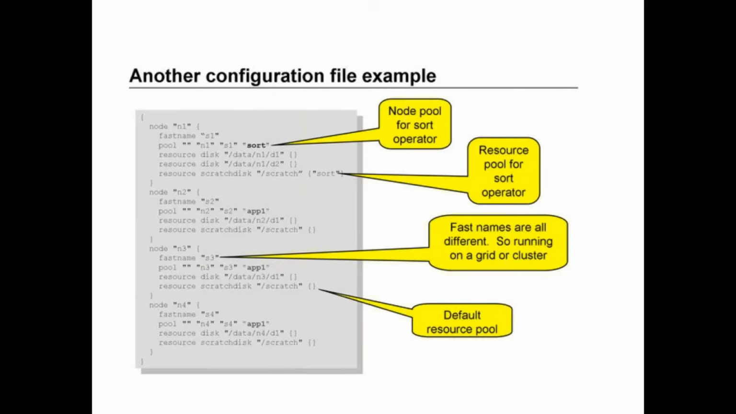Now, that was a simple configuration file with one node. Here we have four nodes in this configuration file. We can give them user-defined names: N1, N2, N3, and N4. Those are four physical nodes. The fast names are also different in this case: S1, S2, S3, S4. That means they're running in a cluster environment where there are multiple CPUs.